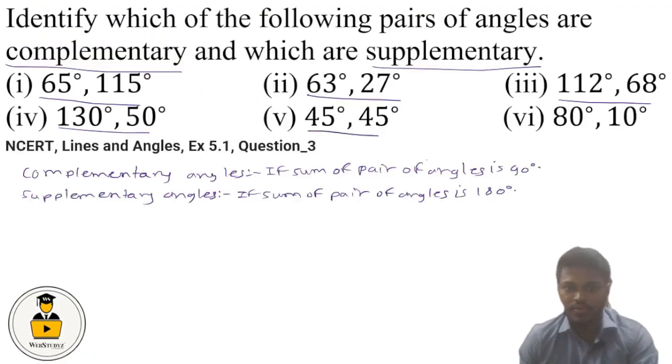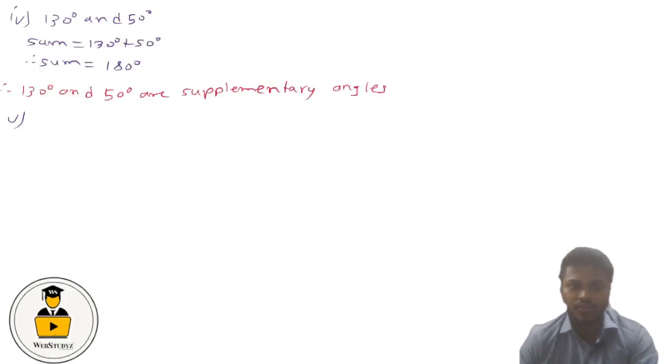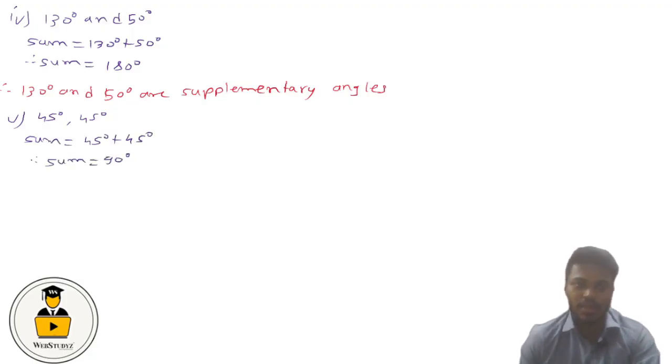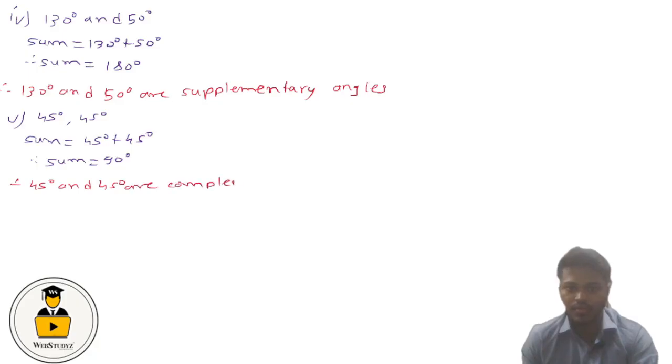Consider the next, 45 and 45 degrees. First we will calculate the sum. So the sum will be 45 plus 45. So therefore the sum comes out to be 90 degrees. Now since the sum is 90 degrees, we can say that 45 degrees and 45 degrees are complementary angles.